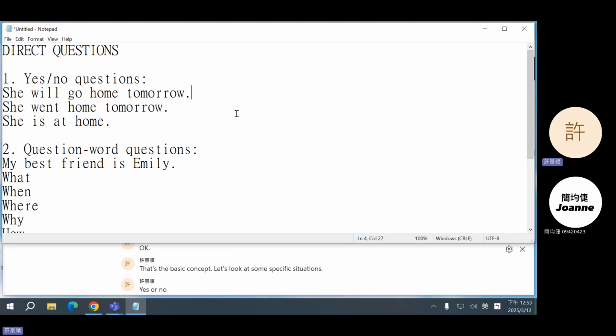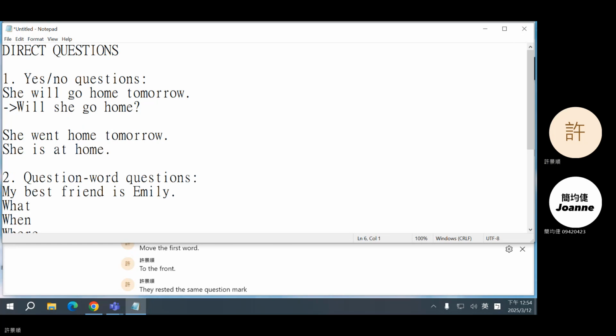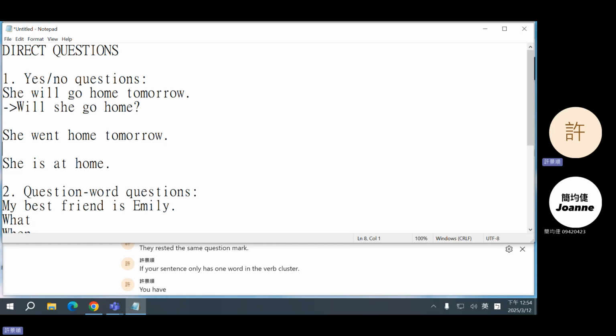Yes or no questions. Find the verb cluster. These are all of the words that help form the verb. And then move the first word to the front. The rest is the same, question mark. If your sentence only has one word in the verb cluster, you have to add the second word. And the second word is do. In this case, past tense, did.